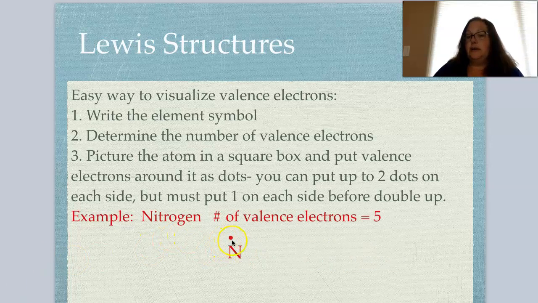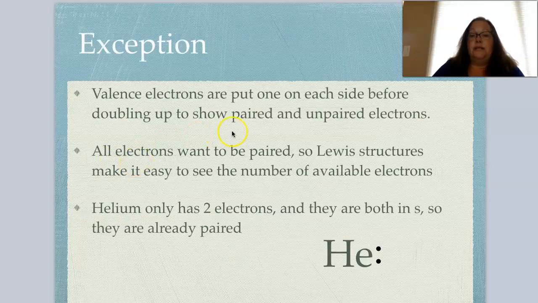So the first valence electron we'll put here. It makes no difference which side you start on. I'm starting at the top just because. You'll start with 1 dot, and then continue to add 1 on each side because electrons like their space. Now we're at 4, and then we need to add 1 more. It doesn't matter which side we double up on. So now we've got 5 electrons around nitrogen. We're putting 1 on each side before we double up, which makes it easy for us.